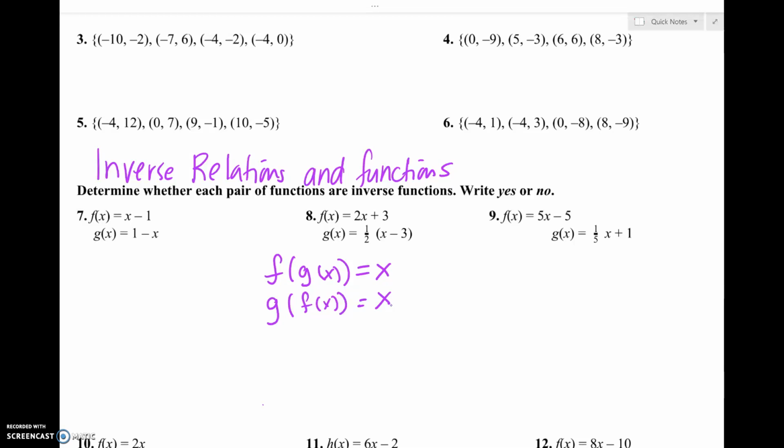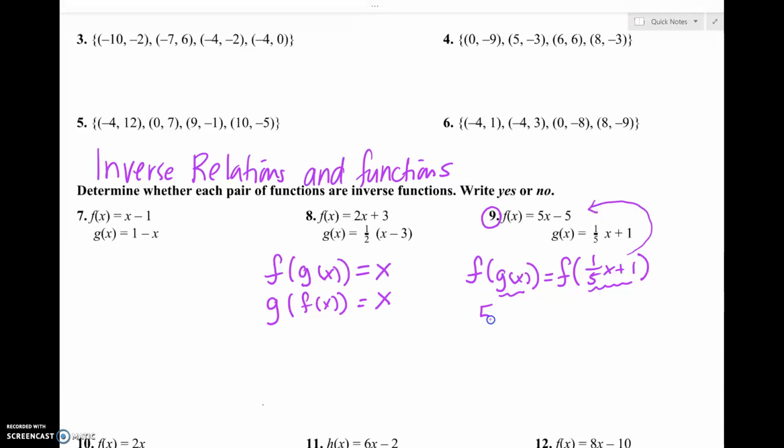Therefore, I'm going to go ahead and show you example 9, and we notice that we have f of g of x. So we're going to substitute in for g of x the expression 1/5 x plus 1, since g of x is equal to 1/5 x plus 1. Now, we need to substitute that into function f.